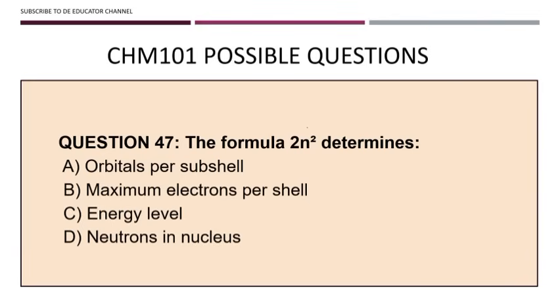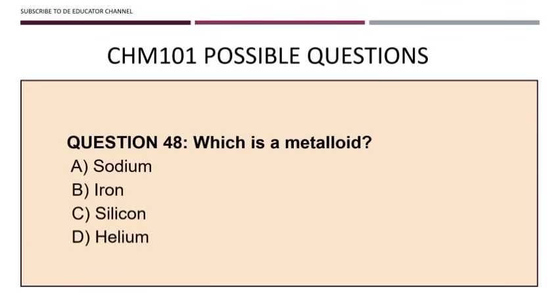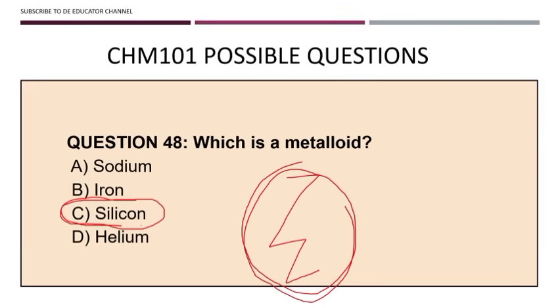47, the formula 2n square. This one is very common. 2n square tells us the maximum number of electrons in a shell. Remember, the principal quantum number tells us the shell. 48, which of the following is a metalloid? Metalloids are those elements that show both metallic and non-metallic properties, and we have silicon. Please take note of the other metalloids. Metalloids have a zigzag line in the periodic table. So if you see any question that says which group of elements has a zigzag line, it is metalloids. Take note of that.